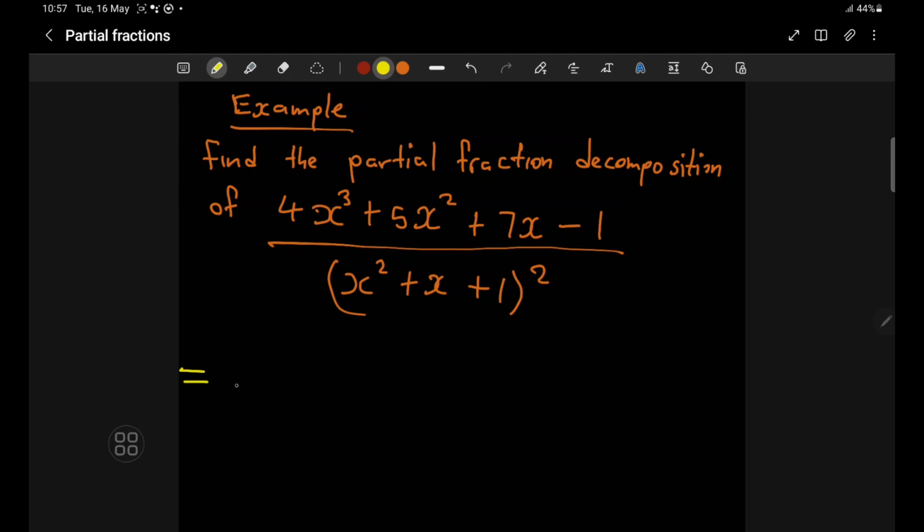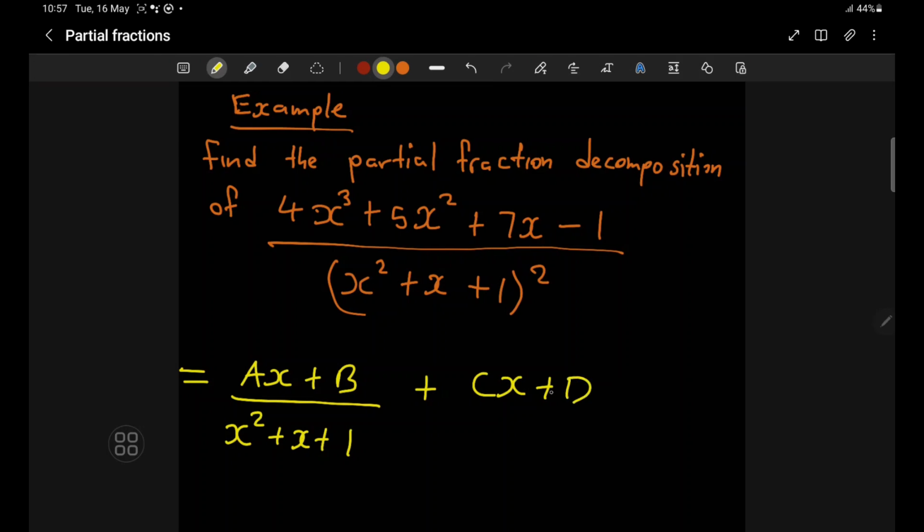There's no space here, so let me just write the decomposition from here. So we'll have ax plus b over the first expression, which is x squared plus x plus 1. Then since it's repeated, we also have another expression, which will be cx plus d over now the repeated factor, like that. So that's how we're going to reduce it. So since it's repeated, we have to repeat with the exponent of 2 now.